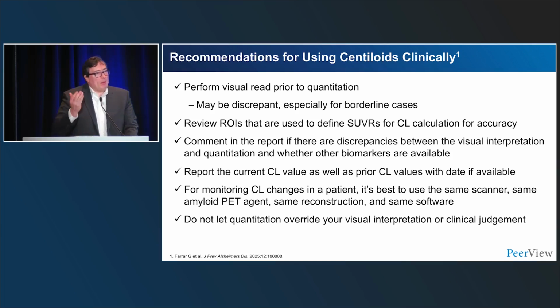And so coming back to those slides where I showed various factors that can affect Centiloids, whenever possible, if you're monitoring changes in an individual patient for amyloid clearance or changes in Centiloid values, use the same scanner, the same amyloid PET agent, the same reconstruction methods, and the same software. It doesn't mean you can't compare Centiloids acquired elsewhere, but there is a chance that you may have differences that are methodological rather than due to actual changes in amyloid.